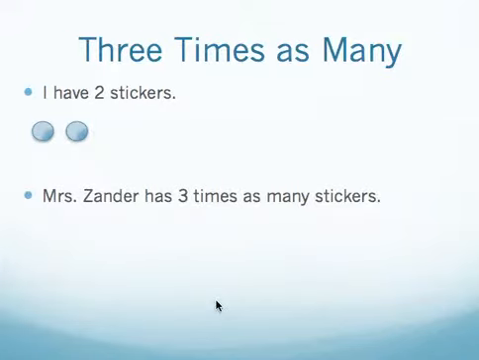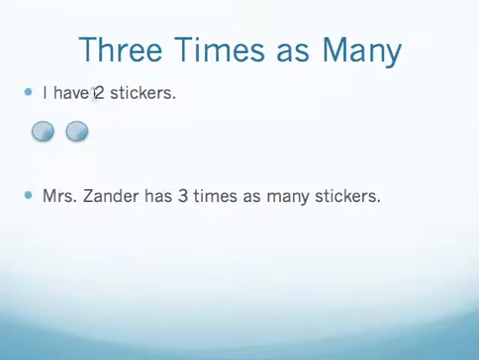So let's look at an example. 3 times as many. I have 2 stickers. Mrs. Zander has 3 times as many stickers. So I already know that we're comparing my stickers to Mrs. Zander's stickers. So that's what I mean when I say comparing. I drew that I have 2, because remember we're going to make 2 different models. So here's mine. Now I have to think, what does it mean if Mrs. Zander has 3 times as many?